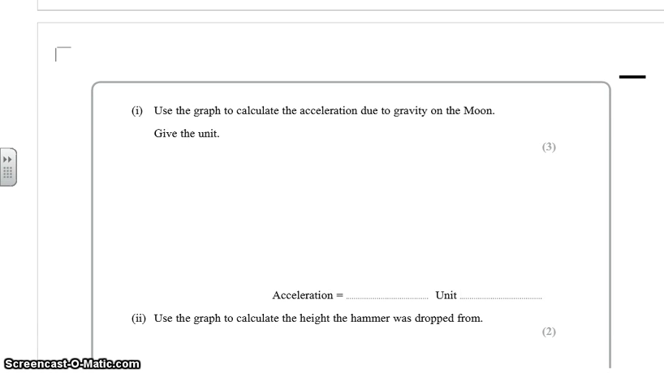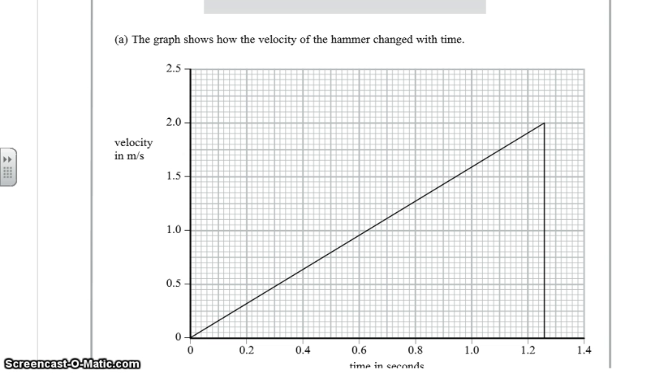Question 8. Use the graph to calculate the acceleration due to gravity on the moon. So if we look at the graph, it's a velocity time graph, and the gradient of a velocity time graph gives us the acceleration. From your maths lessons, hopefully you can remember that the gradient is equal to the rise over the run, which is the change in y over the change in x.